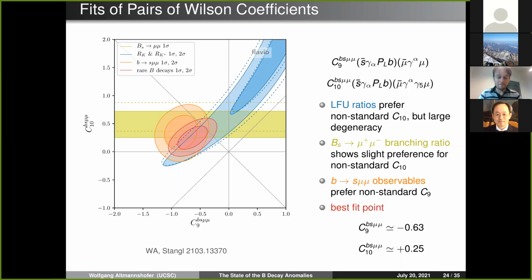Okay, so this red region is the combined analysis of all of them. Ah, okay, I see. So if you ignore the orange one, then the red region would move somewhere here. Okay. I see.